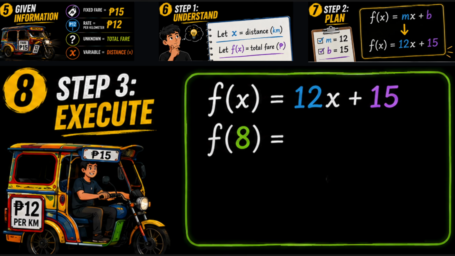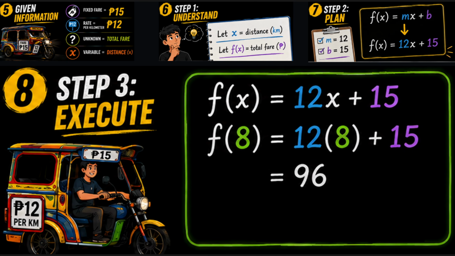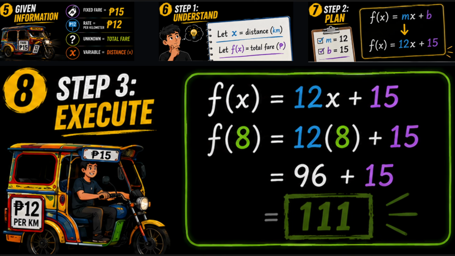Now we will substitute in f of 8 because the distance is 8 kilometers. So watch carefully as we solve it step by step. So 12 times 8 plus 15. 12 times 8 is 96, plus 15 is going to be 111 pesos. That is the total fare that you could pay to the driver.